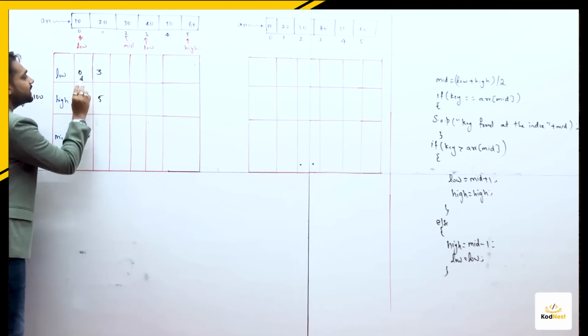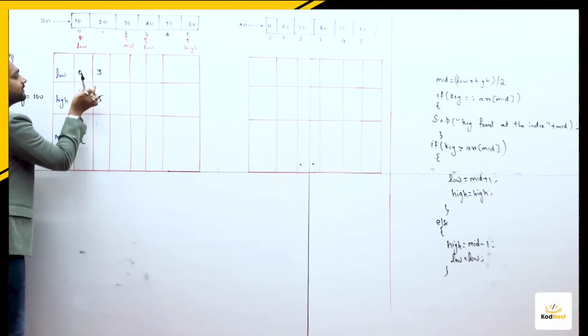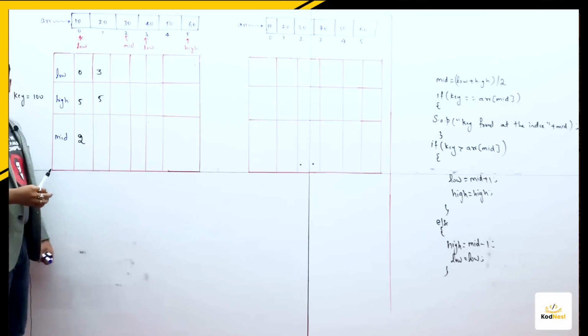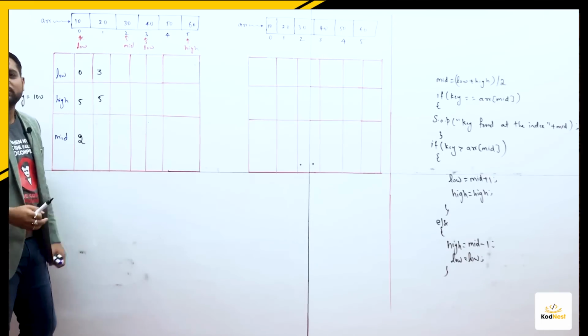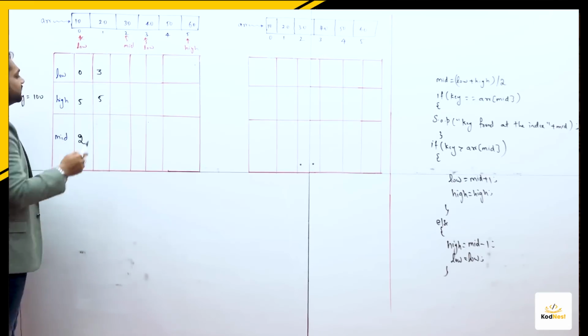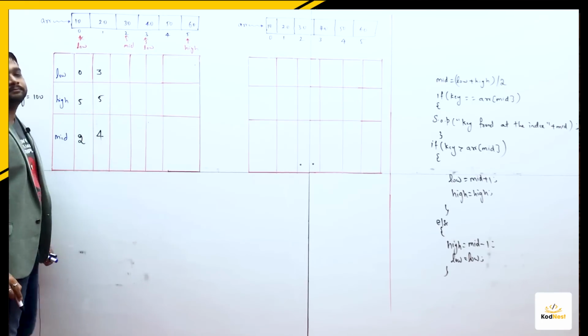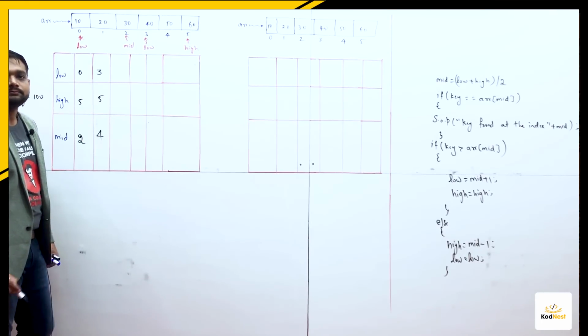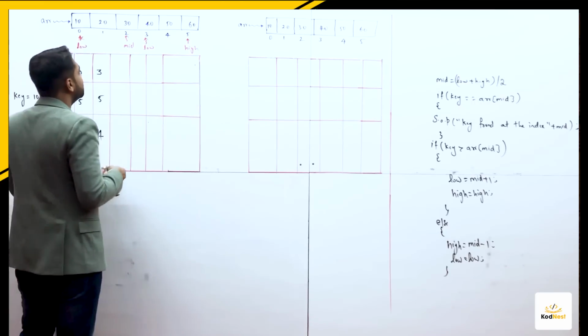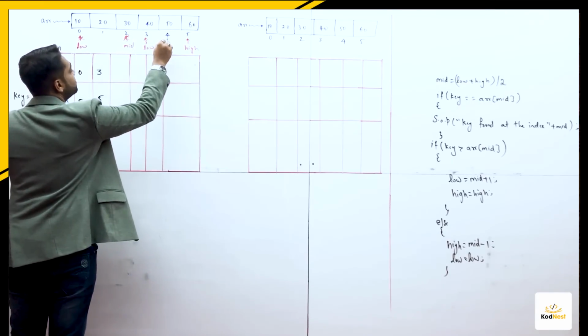If low or high value changes, look, low and high value, which changed? Low value changed. If low or high value changes, I have to calculate mid. Let me calculate mid. 5 plus 3 is 8, 8 by 2 is 4. So, the new mid value is 4.